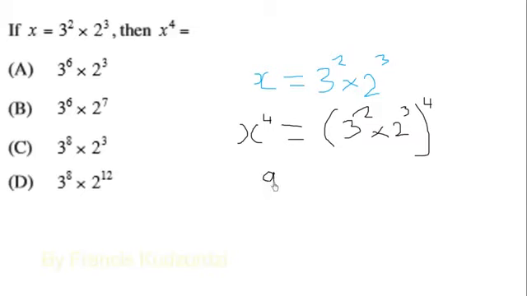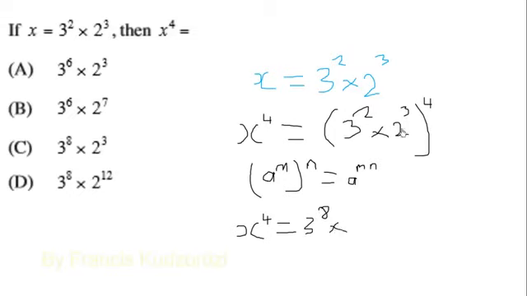That if you have a exponent m exponent n, then the exponents will multiply. So a exponent m times n. So x exponent 4 will be equal to 3 exponent 2 times 4, which is 3 exponent 8. Then 2 exponent 3 exponent 4 will be what? 2 exponent 3 times 4, which is 12. So the correct answer is D.